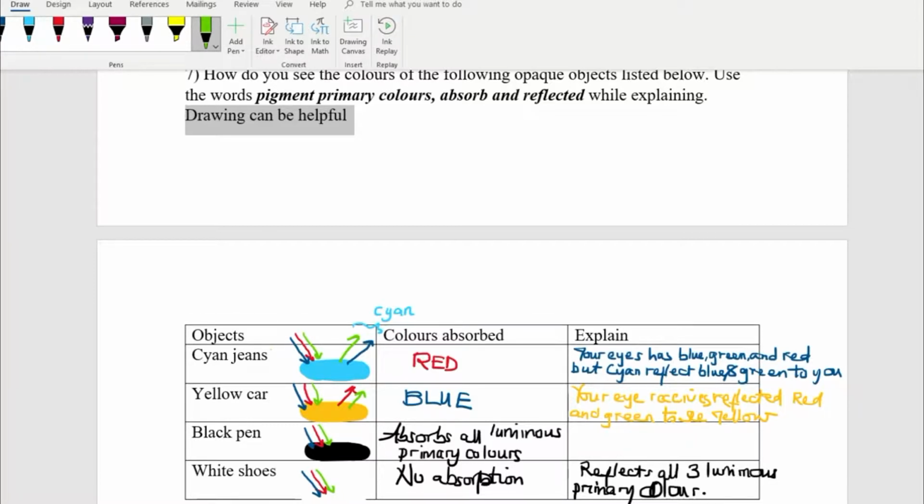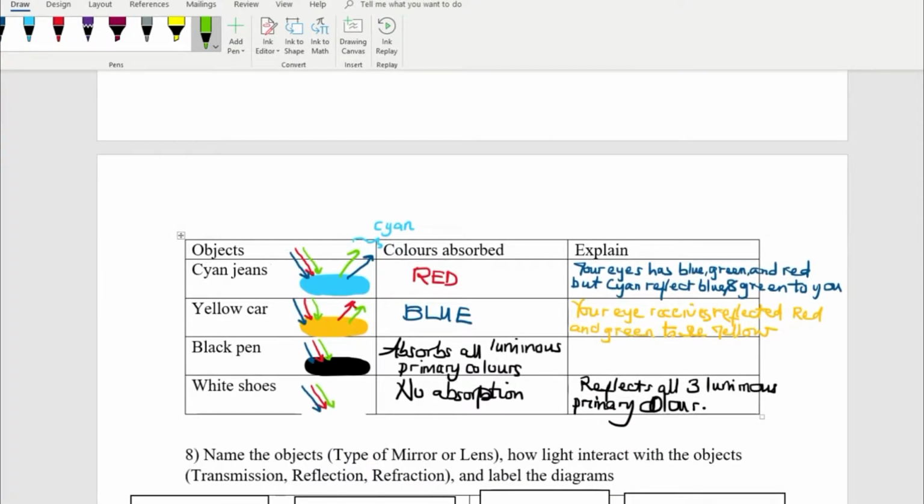Next one is a black pen. Now, if you have all the colors of light coming from a specific luminous source and touching a black pen or any black object, this black object absorbs all the light rays, and there's nothing that reflects back at your eyes, so you are seeing black. So we know black absorbs all the primary colors of light, and that results in us being able to see the color black.